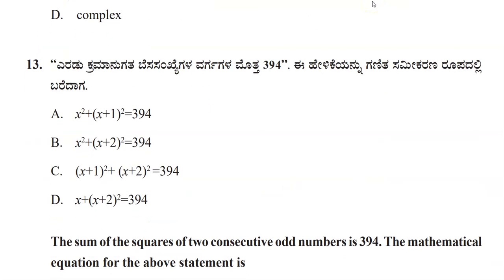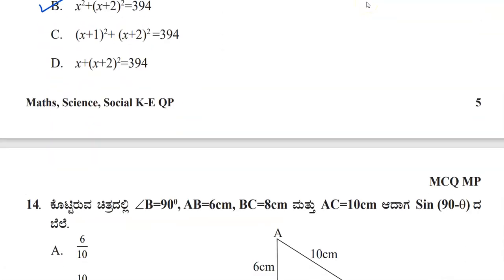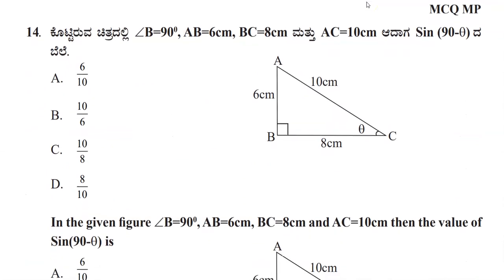Next, question number 13. The sum of the squares of two consecutive odd numbers is 394. The mathematical equation for the above statement is, the correct answer is option B, x square plus (x plus 2) whole square is equal to 394. Next, question number 14.